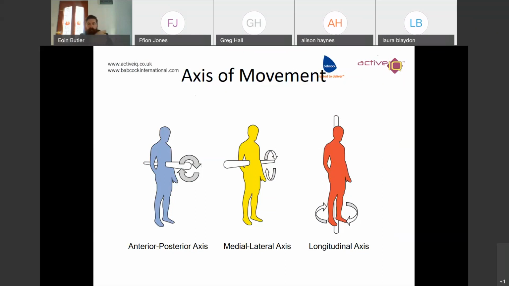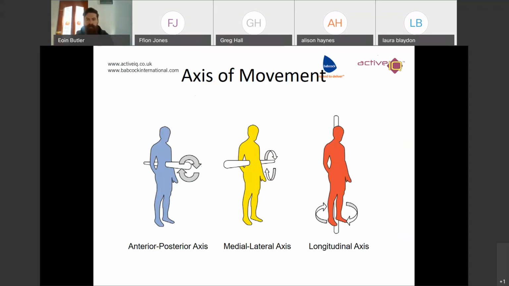So if I've got a broom handle that goes in through my shoulder, I don't know if you can see my video, guys. It goes in through the front of my shoulder and out through the back. If I take that broom handle and twist it, I get movement in the frontal plane. So I'm getting shoulder abduction, shoulder adduction. Broom handle goes in the front, out through the back, twist that broom handle from the anterior posterior axis, and I get movement in the frontal plane.